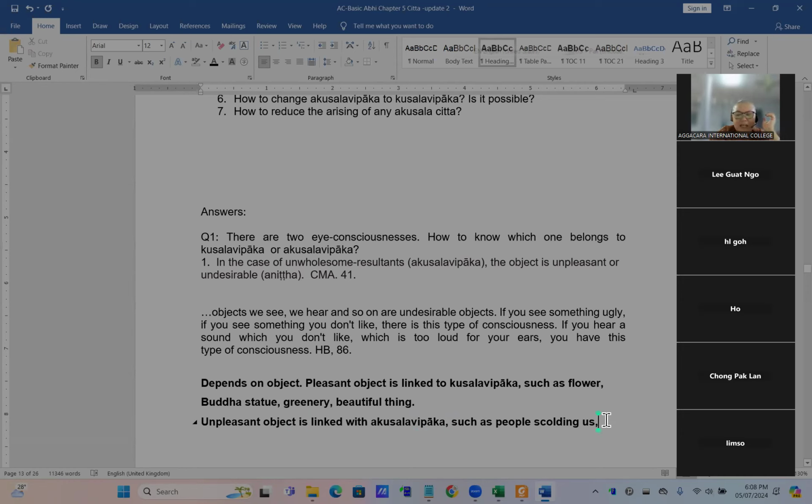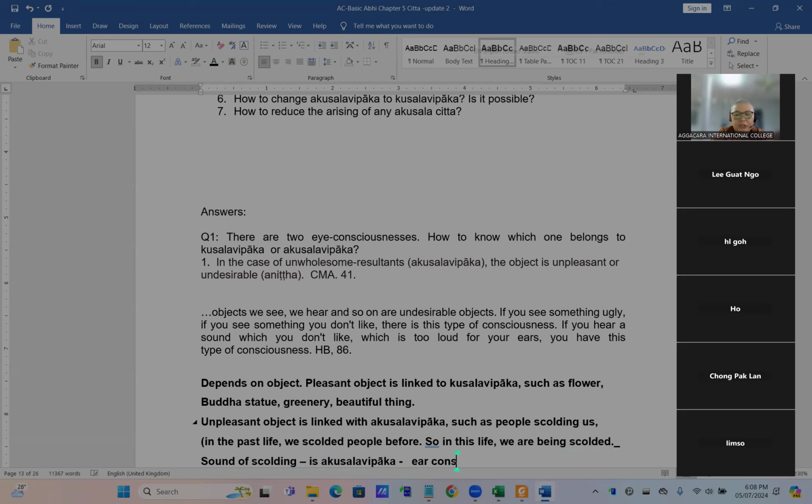This means that in the past life, assuming that, we scolded people before. So in this life, we are being scolded, because scolding people, the sound of scolding, is akusala vipaka. Sound of scolding means that is the ear consciousness in the akusala vipaka.